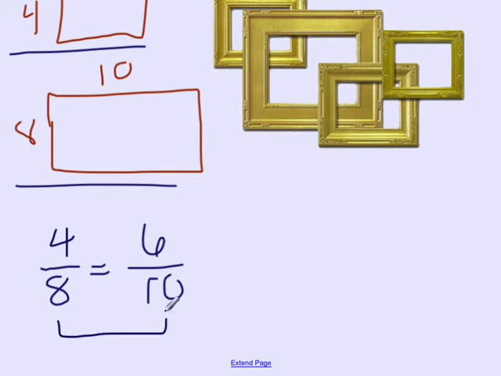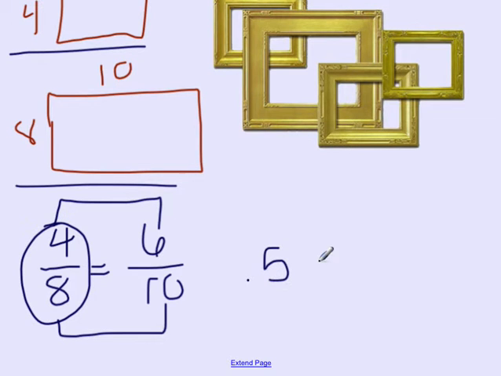So notice my second rectangle is both on the bottom. My first rectangle is both on the top. You need to keep them on the same top or bottom. So let's see if that's true. 4 divided by 8 is 0.5. 6 divided by 10 is 0.6. So those ratios are not congruent. So these are not in proportion.